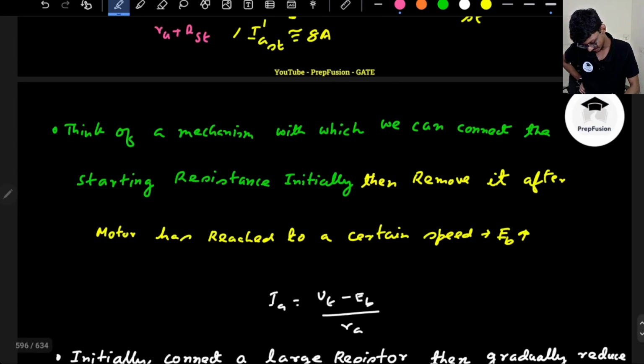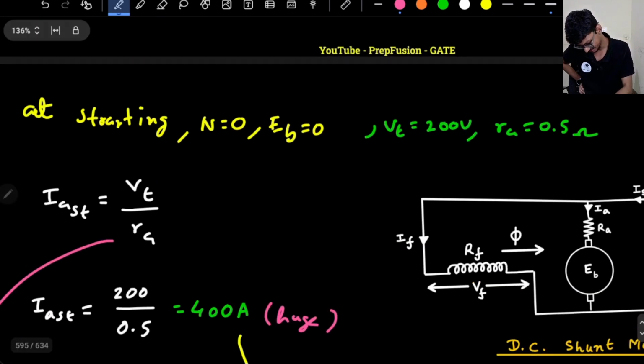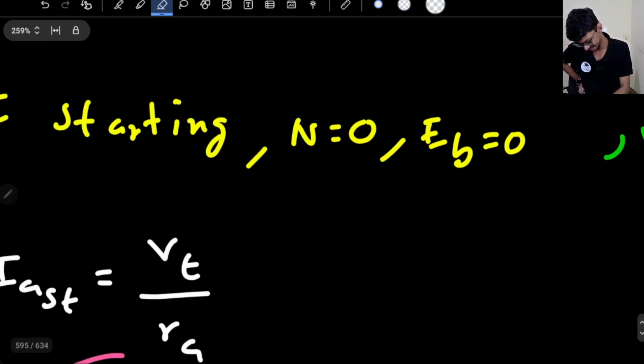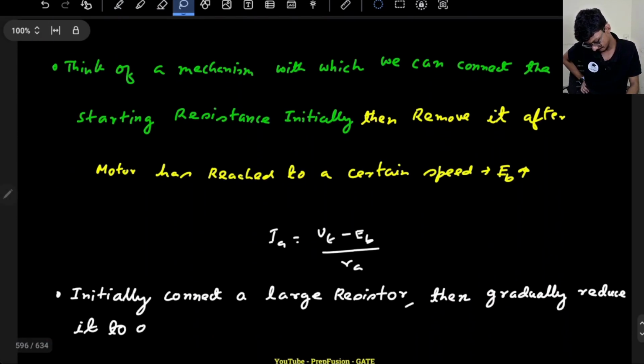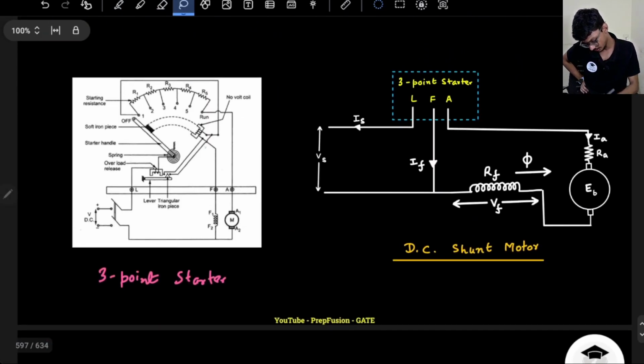Okay, sorry, my spelling here is wrong, right? Yeah, this has become starter. This is starter, right? Starting. So yeah, it is a 3-point starter.